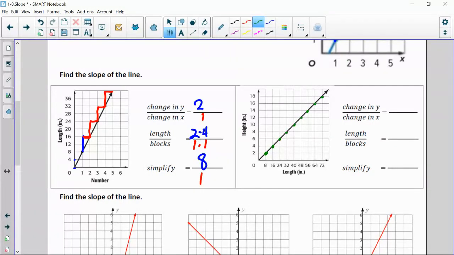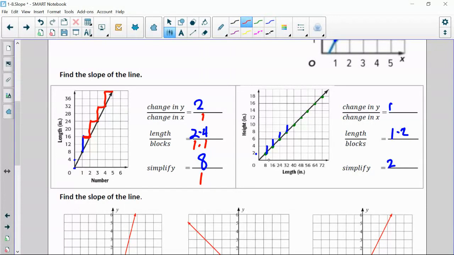Okay, so let's see, how do we rise? Well, I go up 1 every time. Every single one of these is going up by 1. But what does that 1 represent? Well, it represents a 2. 1 times 2, which is 2.